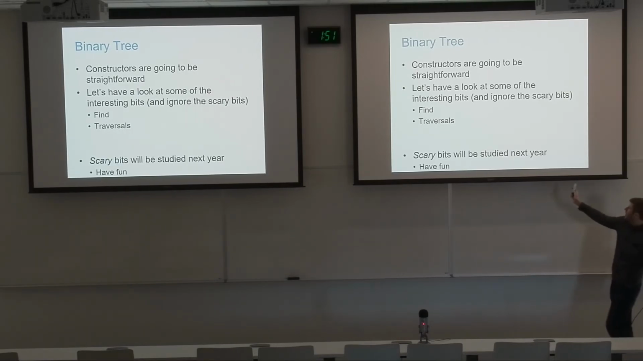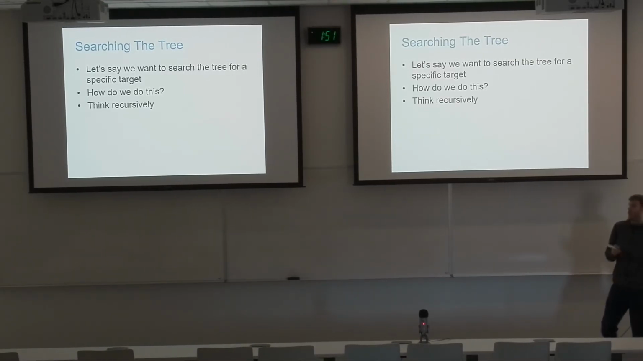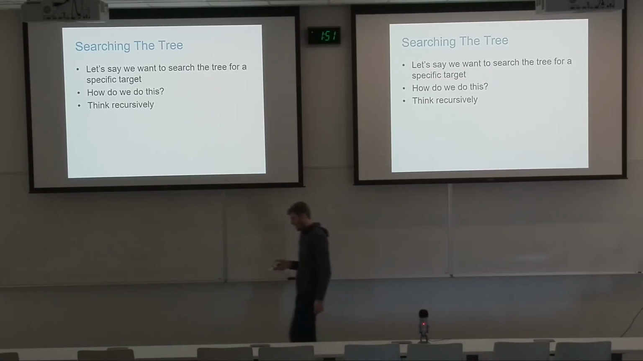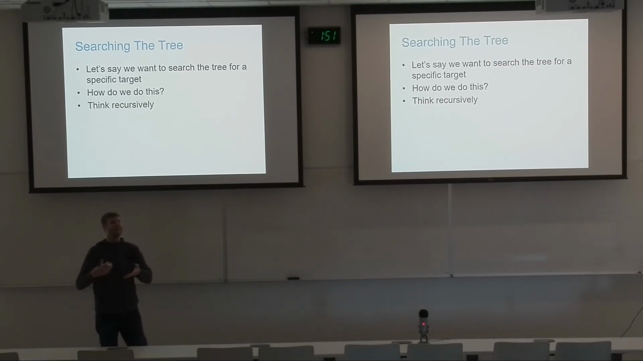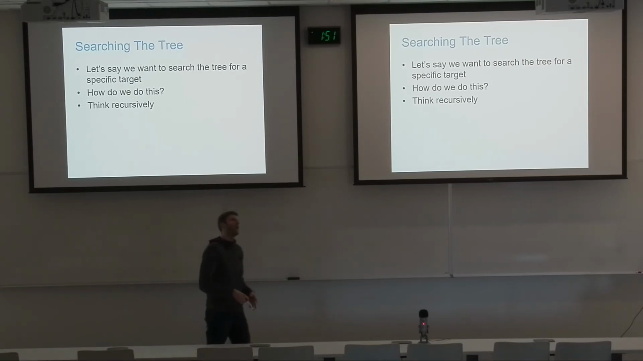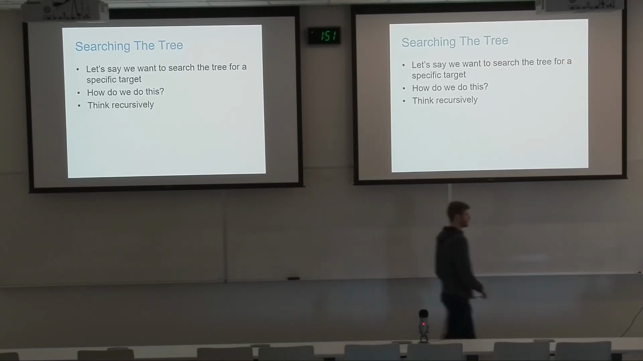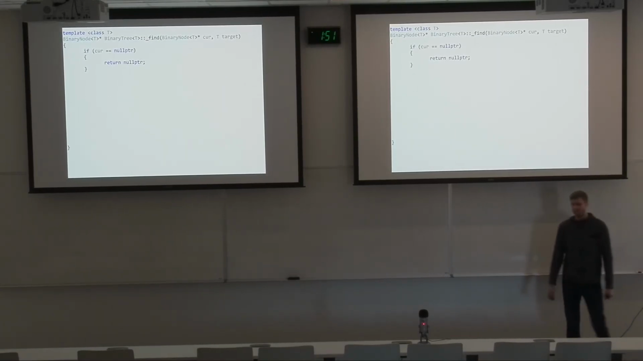And we're going to go to the scary bits because that's next year. So, let's say we want to search the tree for a specific target. How do we do this? Think recursively. And I'm going to give you a big hint. You may have actually already seen the code, but you would have to modify the code just slightly from what we saw before to get it to work here. How about this?